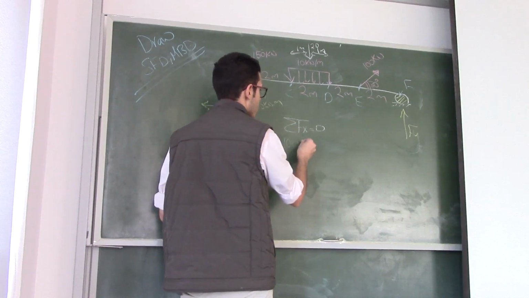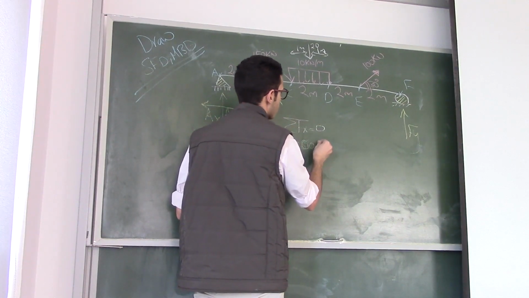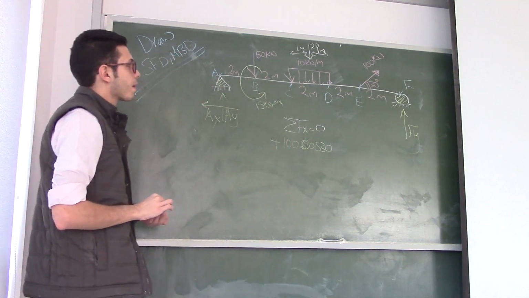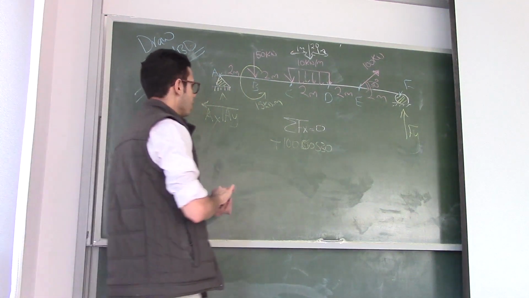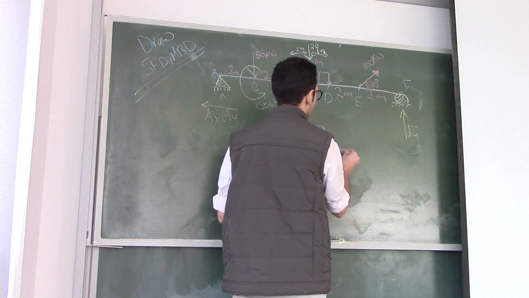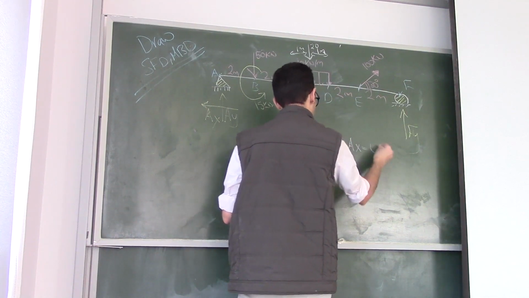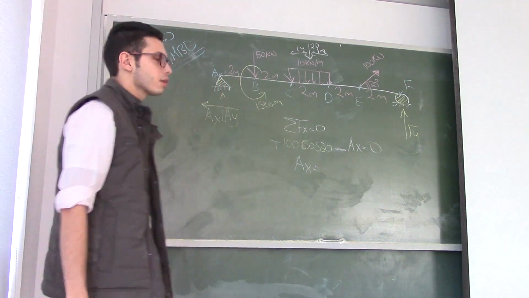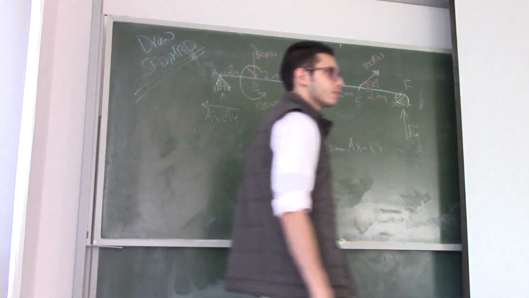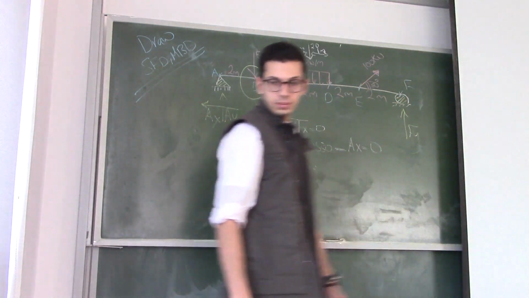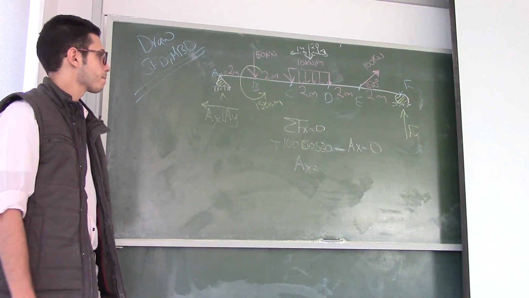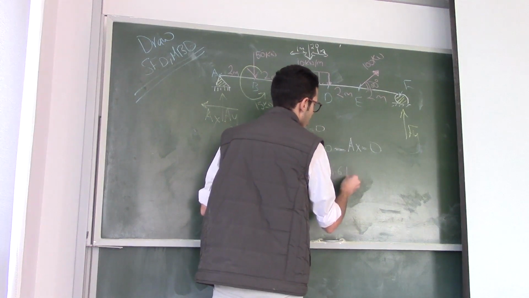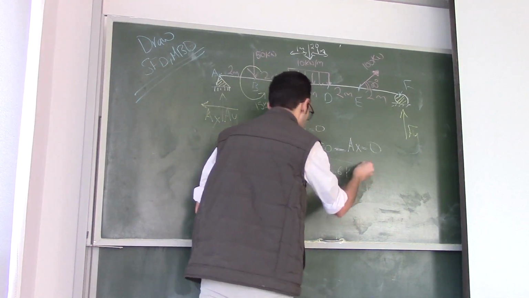100 cosine 30. Yes, it's positive, right? Negative. Yes, negative AX minus AX is equal to 0. So AX will equal, how much is this? 100 multiplied by cosine 30. Can you calculate, please? 86.6. So this is AX.